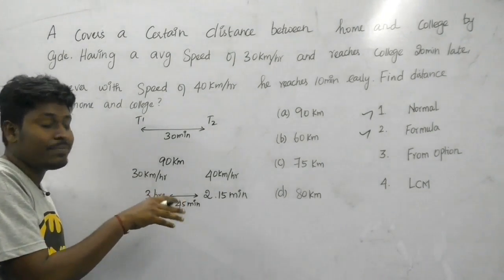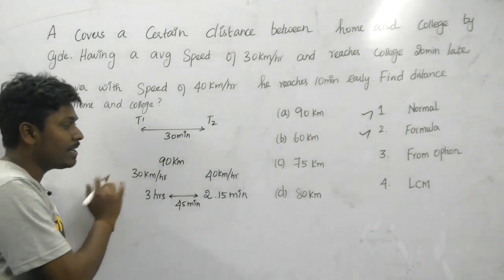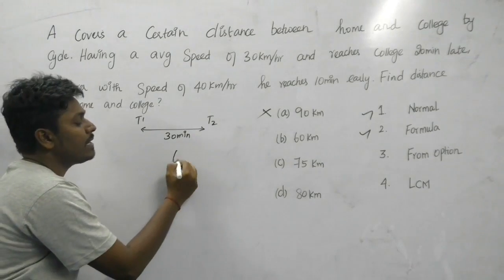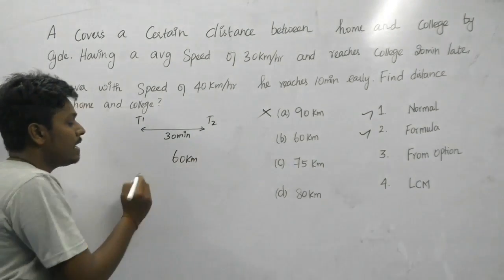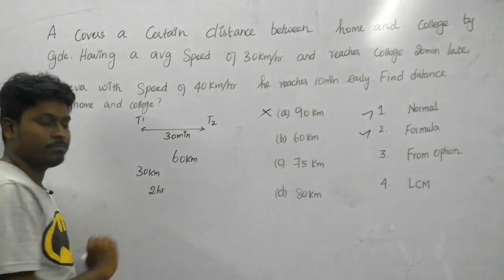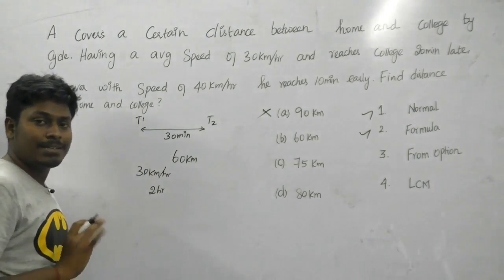But in the initial itself we know that the difference between both the times will be 30 minutes. How can this be an answer, right? So option number 1 gets eliminated. We can go for option number 2, where we take 60 kilometers as the distance. If he travels at 30 kilometers per hour, 2 hours is enough, right? 1 hour is 30 kilometers, so 2 hours will be 60 kilometers.